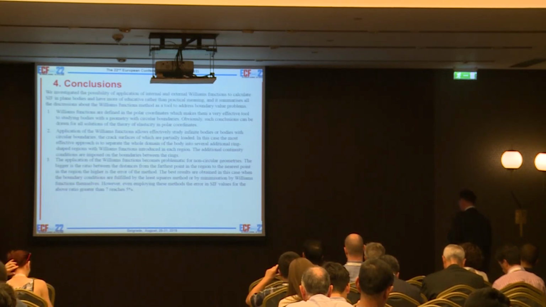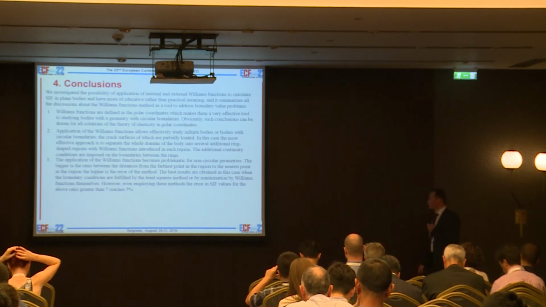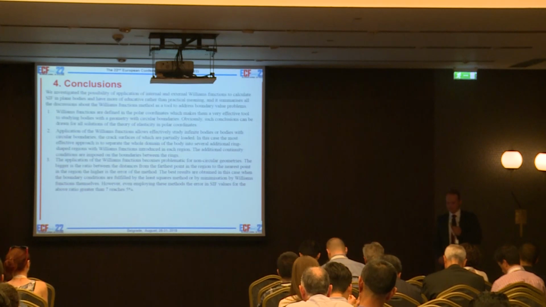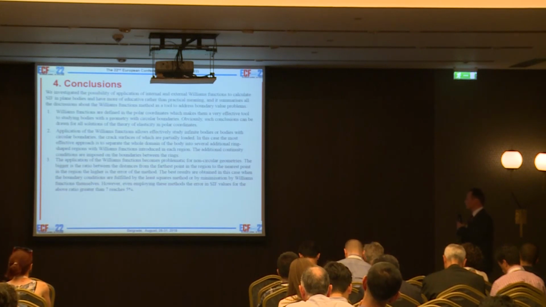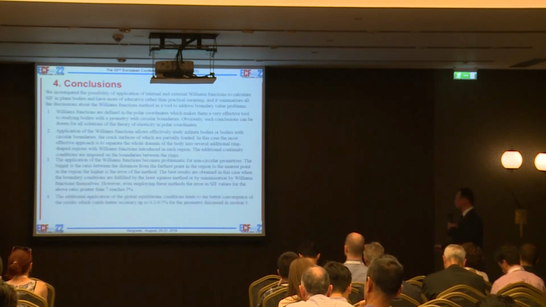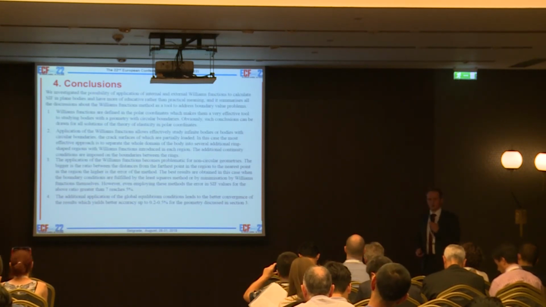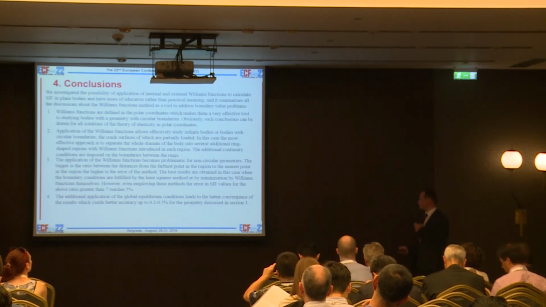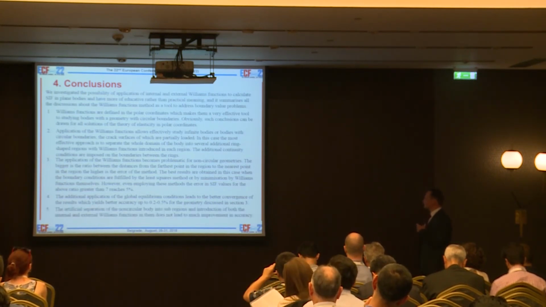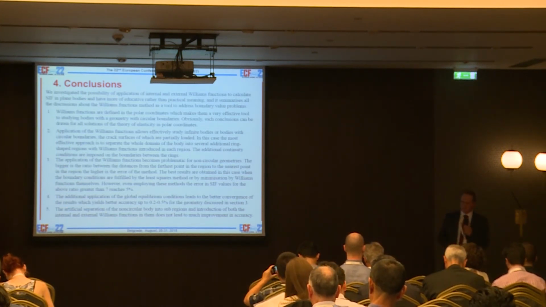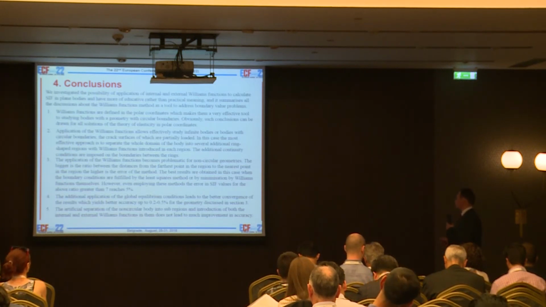Application of Williams functions becomes problematic for non-circular geometry, but using the least square method and, or maybe, generalization by Williams functions themselves can improve our accuracy by about 7 and 5%. Additional application of the global equilibrium equation can also improve our results. And the artificial separation of a non-circular body into regions will not improve our results much, but a little bit.